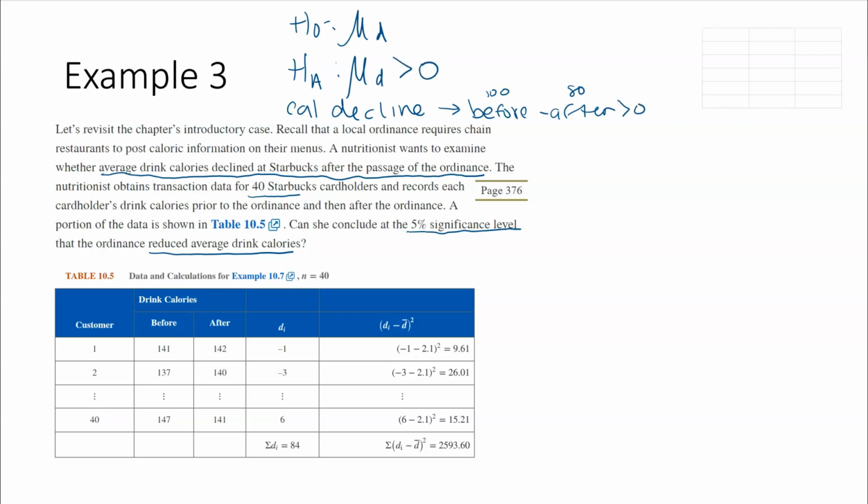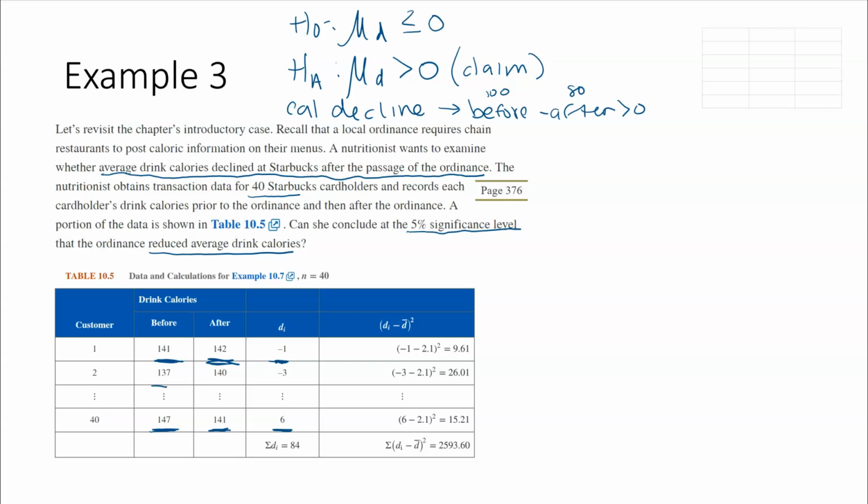This can be tricky for some folks, so make sure you pause and replay it if you need to see it again, or try some different answers there. This is the claim that it declined. It doesn't mean that we say less than just because it declined. We have to think about the fact that we're talking about before and after. You can also look here. If it was 141 before and it went up, notice that the difference became negative, less than 0. But if it declined, 147 to 141, the difference became positive. So in this case, the null would be less than or equal to 0.